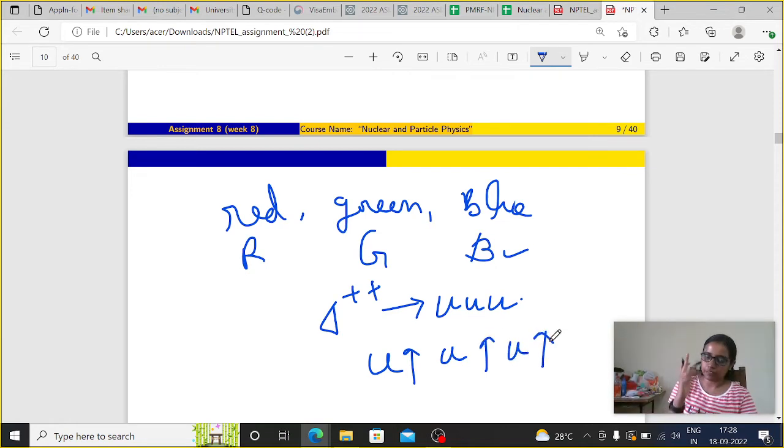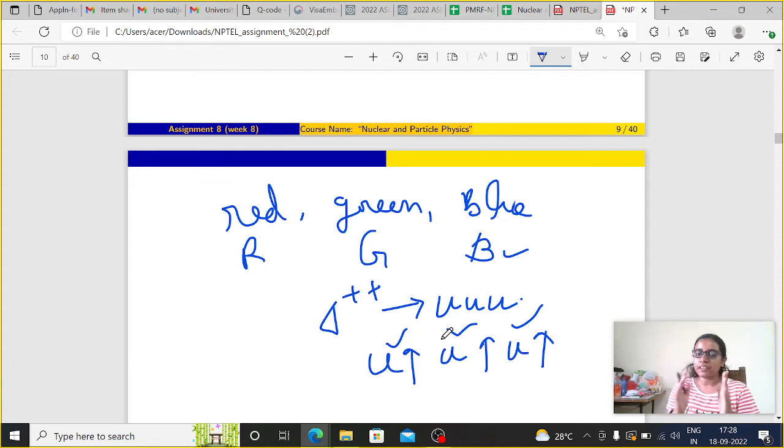All the spins are half, like up. So all these three are identical particles, identical UUU quarks. Pauli exclusion principle states that identical particles cannot have the same quantum state, but here we can see that delta plus plus has U up, U up, U up, which is the same quantum configuration.